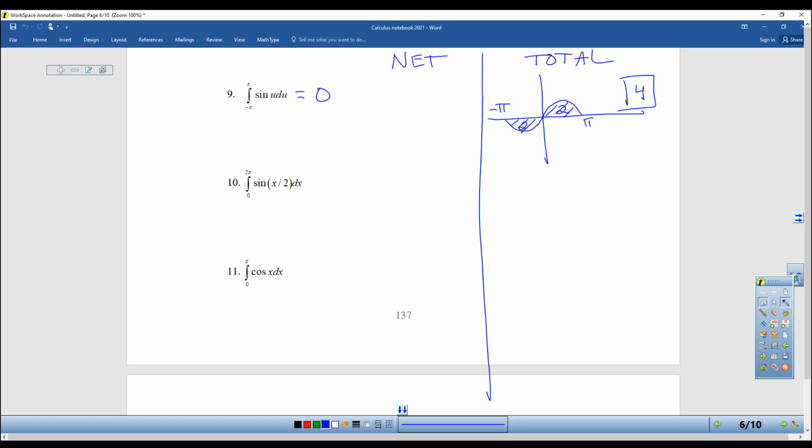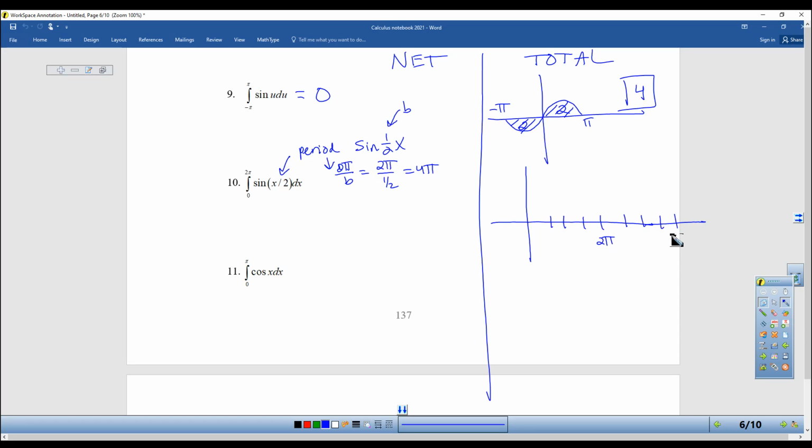Number 10, sine of x over 2. So this one changes its period. I don't know if you remember this, but this is really sine of 1/2 x. So this is your b. And you may recall that the period is calculated by doing 2 pi over b. So in this case, 2 pi over 1/2, which is 4 pi. Like, oh man, I don't remember that at all from trig. Yeah, I had a bad feeling about that. So here's 2 pi. I need to get all the way over to 1, 2, 3, 4 pi.